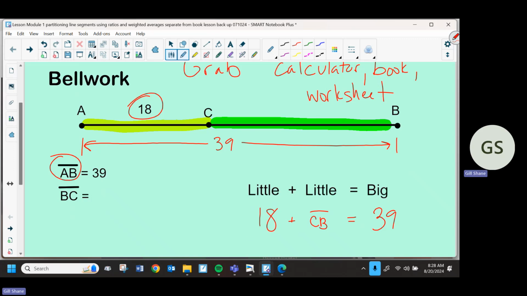I'm just kind of letting you guys call it out right now, just so we can get through it. So I subtract 18 from both sides. If you subtract 18 from 39, you get the 21. And you could go back and just make sure they add together and that they're 39. It's always a good practice. I don't always make you do that just because we go so fast.